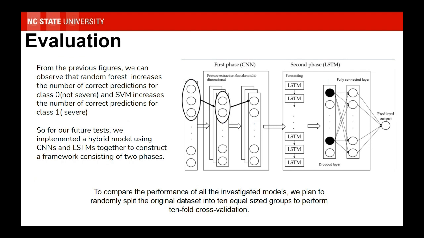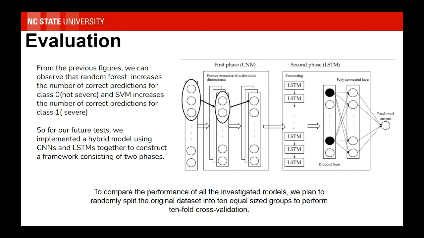From the previous figures, we can observe that random forest increases the number of correct predictions for class 0, which is not severe, and that SVM increases the number of correct predictions for class 1, which is severe. So for our future tests, we implemented a hybrid model using CNNs and LSTMs together to construct a framework consisting of 2 phases. To compare the performance of all the investigated models, we plan to randomly split the original dataset into 10 equal-sized groups to perform 10-fold cross-validation.